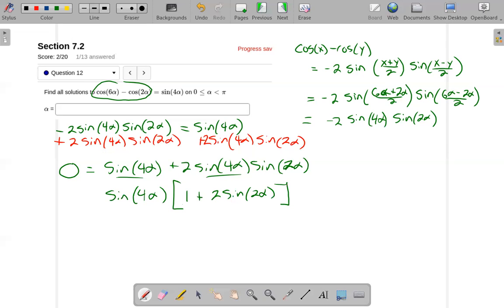And I was thinking back in section 1 where we would get a 0 on one side and have a factorable other side. And so I got a factorable other side. And the point there is now I can break it into 2 different problems. So rather than apply another identity to try and change the 4 alphas maybe into a 2 alpha somehow, I just separated them into 2 different problems. One of them is the sine of 4 alpha equals 0, and we'll solve that in a minute. And the other one is 1 plus 2 sine of 2 alpha equals 0.